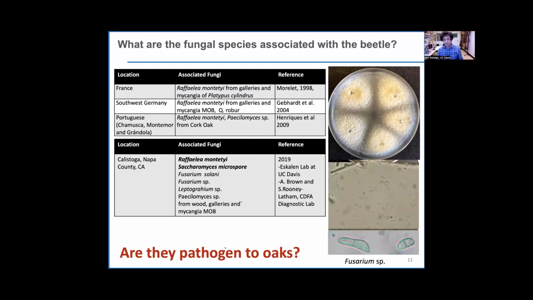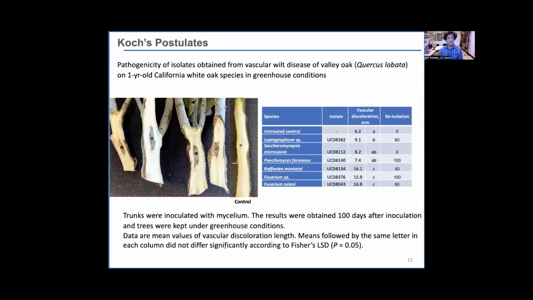So the next question for us to answer is: are they pathogens? What we did was inoculate each single one of those fungal isolates on healthy seedlings. In this case, we got those seedlings from white oak, I believe, valley oak, to see if they are pathogenic on those species. And then here are the results.